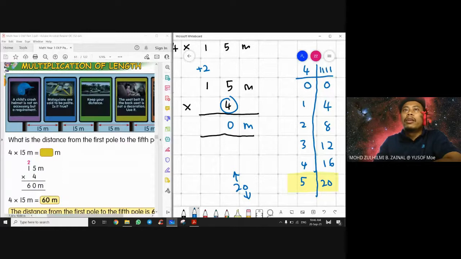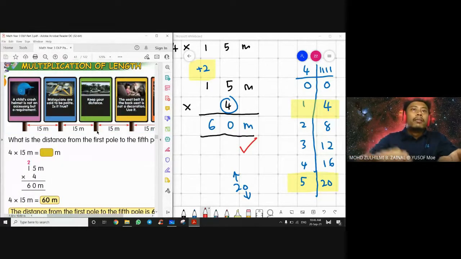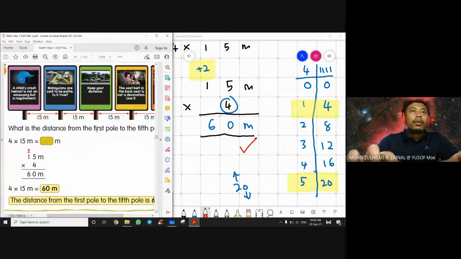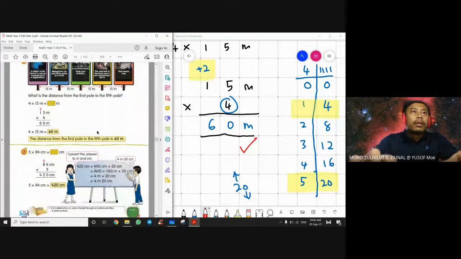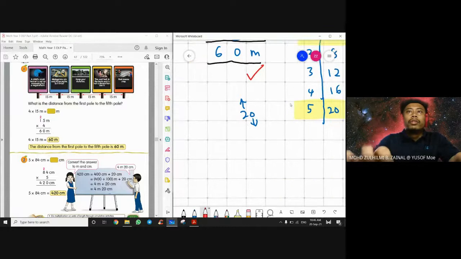Don't add this one yet. Do 1 times 4 first. 1 times 4 equals 4. So plus another 2. Why? Because there is a 2 here. So you plus this 2. Don't forget 4 plus 2 equals 6. So your answer should be 60 meters. This is your answer. Look here. Simple. Alright, let's move to the second question.